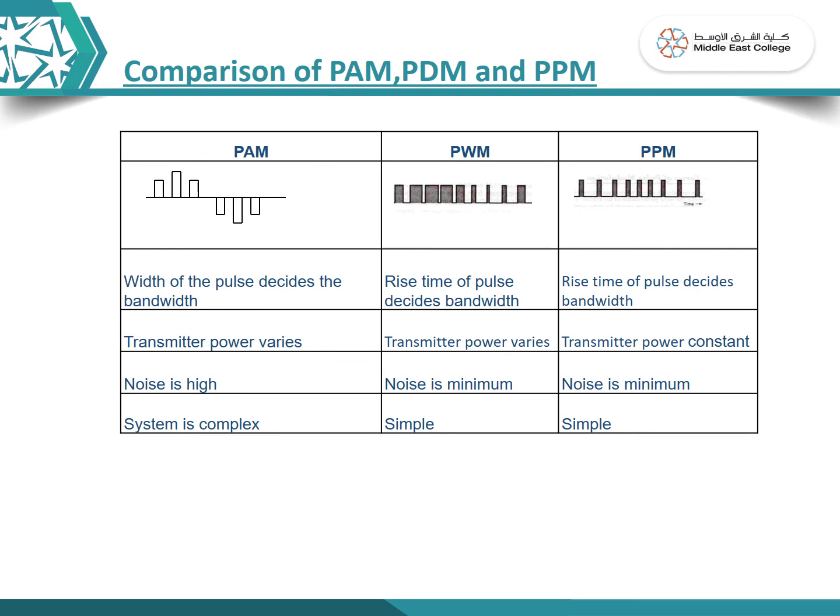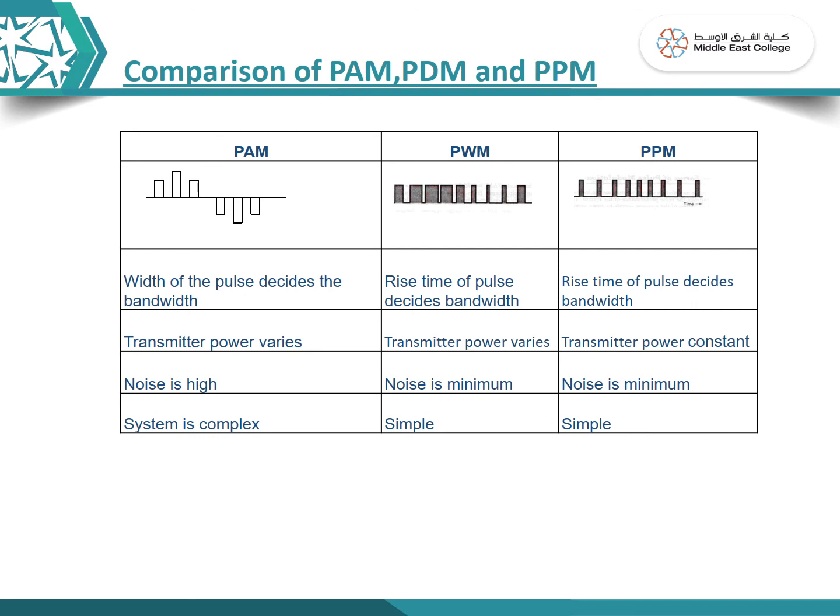Now here you have a small comparison of PAM, PDM and PPM. You already studied in detail about pulse amplitude modulation, pulse duration modulation and pulse position modulation. So just see the comparison. You know, this is a flat top sampled PAM. The amplitude of the pulses changes in accordance with the instantaneous amplitude of the message signal. Here the width of the pulse is changing and here the position of the pulse is changing.